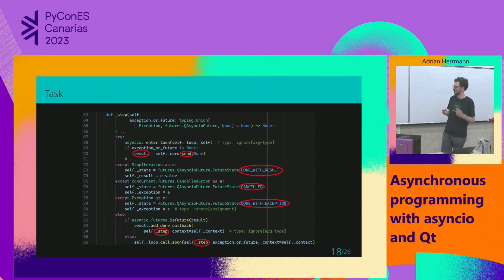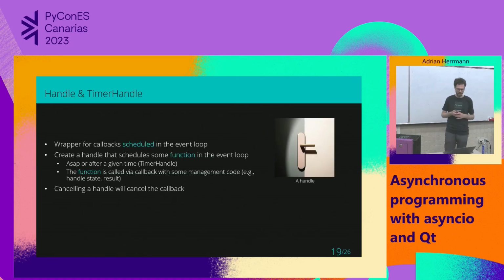And remember from the earlier slide, we also had this handle. The handle is also very important, because it is a wrapper for a callback that we schedule inside the event loop. So we want to tell the event loop, okay, we want this callback to run. And we create a handle for that, so that it's not just thrown into the event loop and we lose control over it. We create a handle for this, so we can cancel the callback and stuff like that. So the handle is supposed to give us a handle on whatever we throw into the event loop. And in practice, what we're going to throw into the event loop is the step function.